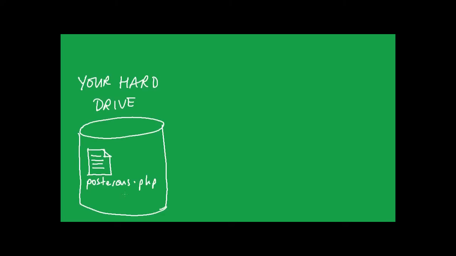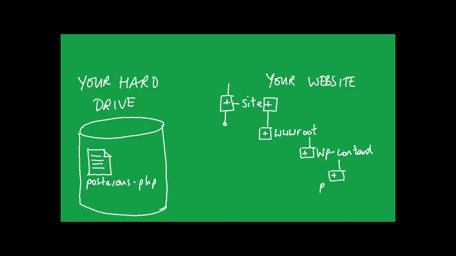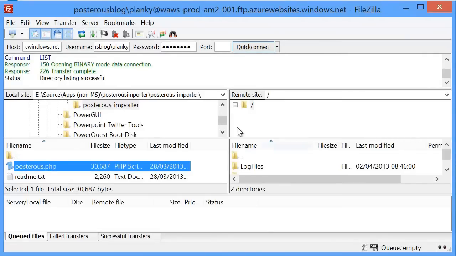Now use the file system on the left-hand side to find your Posterous PHP file, the one you saved earlier. Drag it to the sites/www-root/wp-content/plugins folder of your website on the right-hand side, like this.